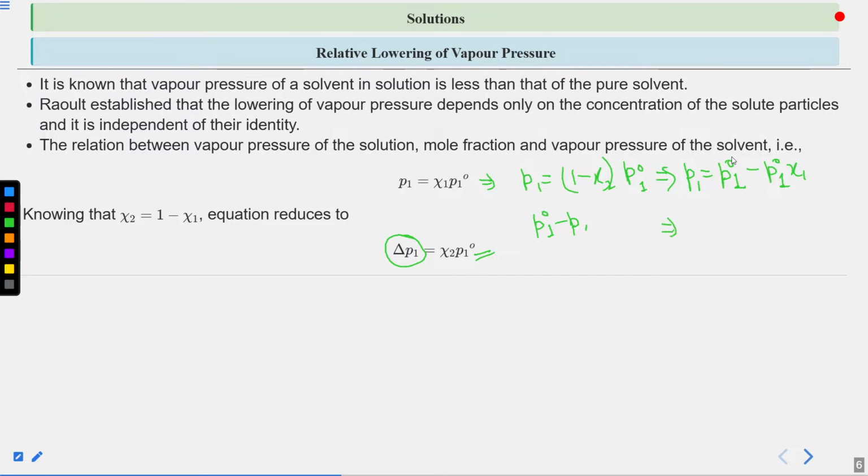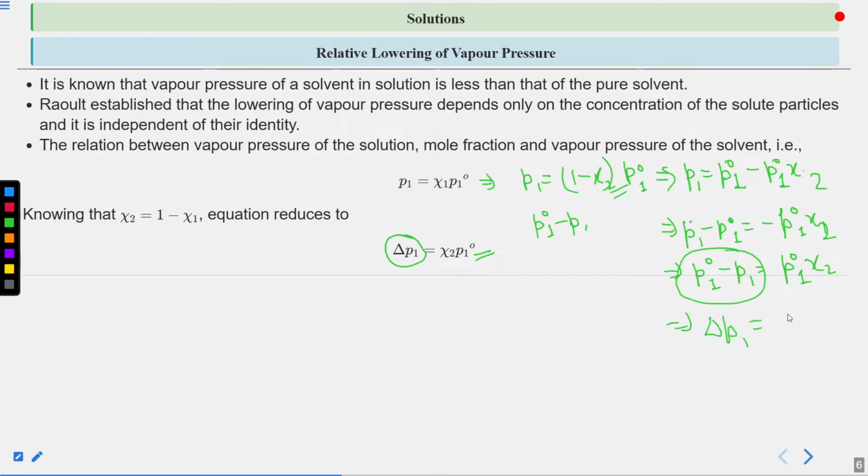Just bring all of this to the left hand side. What we will get? We will get P1 minus P naught 1 is equal to minus P naught 1 chi2. If we multiply minus 1 on both sides, we will get P naught 1 minus P1 is equal to P naught 1 chi2. Okay, we have just substituted it from here. Finally, this term can be written as delta P1, which is the change in vapor pressure. And hence we are getting this final equation.